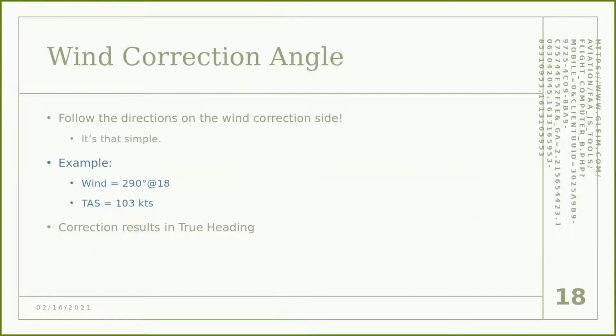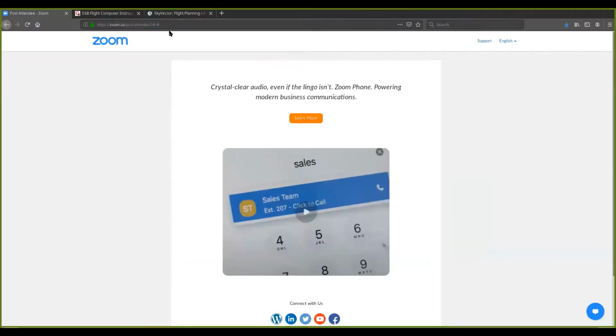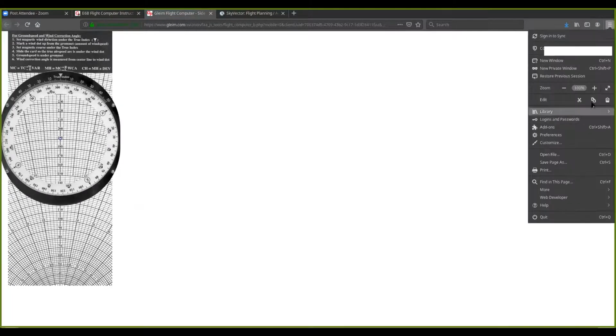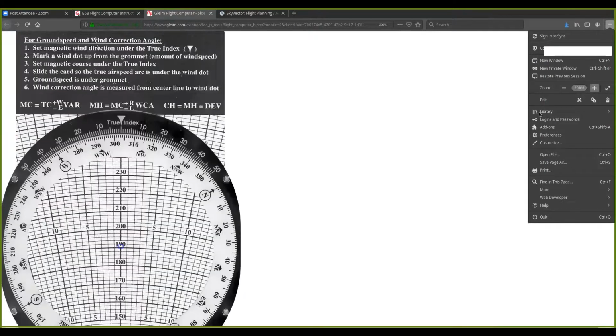Cool. Wind correction angle. Follow the directions on the wind correction side of your E6B. So everyone online, you should have a link, and I'll pull up here in just a second. Yeah, here we go. Wind side. And God bless Amelia, since I didn't know this actually existed. And it's awesome. Everyone can thank her for doing a great job finding this for everyone on Zoom and in the class. We can kind of walk through what we're looking at.